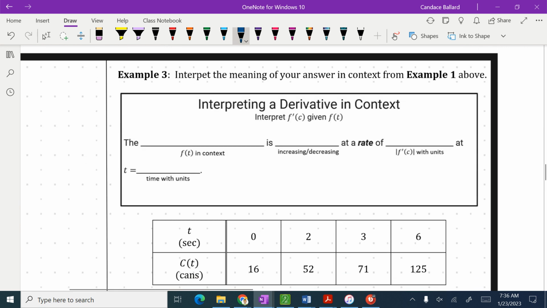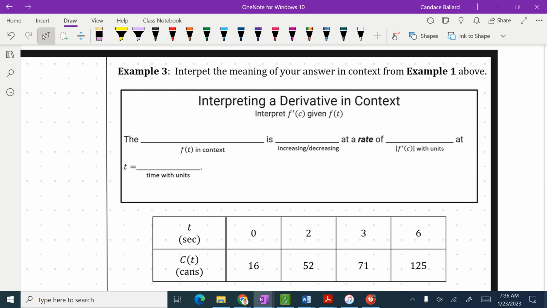which derivative change was computed. Okay. All right. So we're supposed to go back and interpret the meaning of the answer in context from example 1. And they gave us a nice little sentence frame there. So what we're going to do is go back and read the paragraph for example 1, or the stem of the problem. We're going to find the context, determine if it's increasing or decreasing, the rate of whatever that is, so the derivative with units at some time.